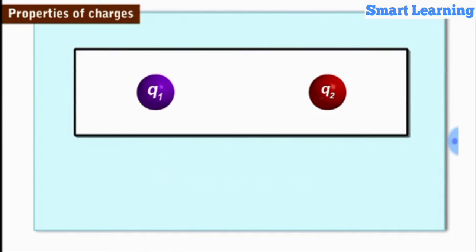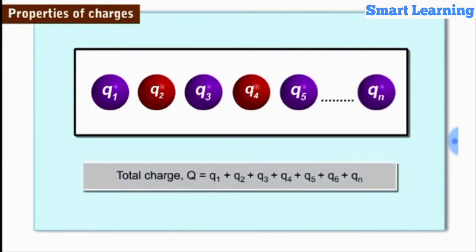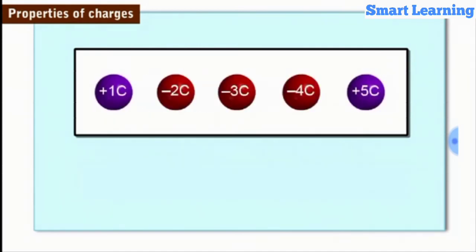Similarly, if a body carries n number of charges, Q1, Q2, and so on up to Qn, then the total charge on the body Q is equal to Q1 plus Q2 plus Q3 and so on. It is important to note that while adding the charges, proper signs should be used. That is, positive sign for a positive charge and a negative sign for a negative charge.